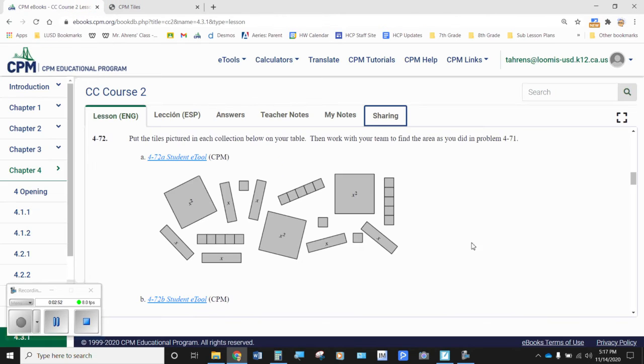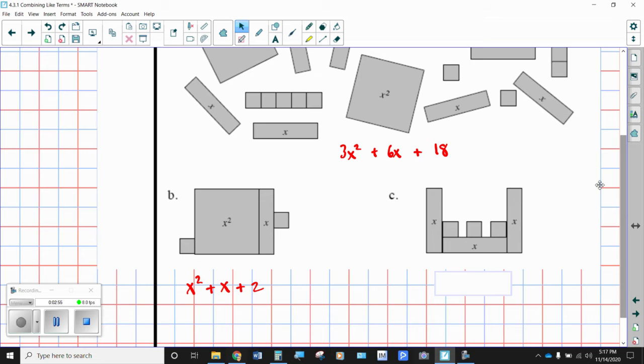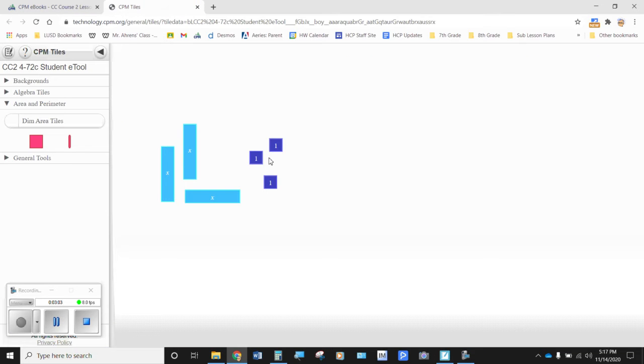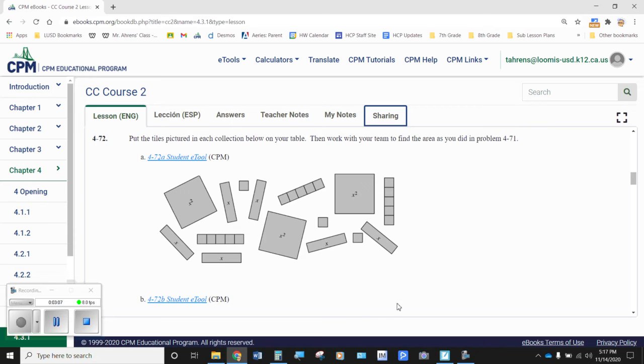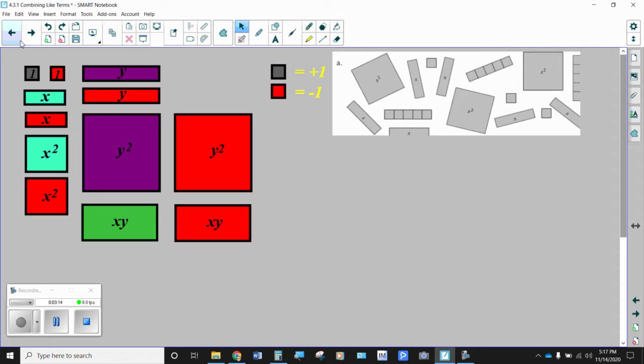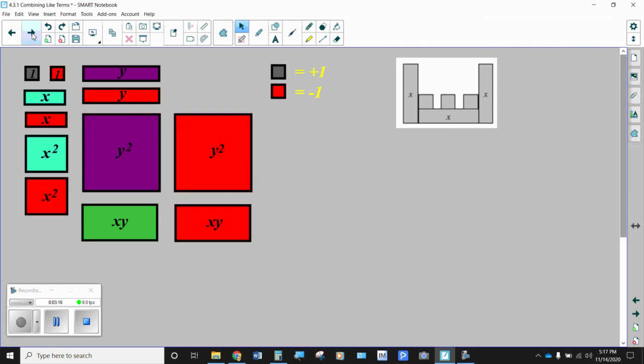Oh, there's the answer for that one, sorry. And then this one, you got a total of 3 x's and 3 ones. You get the idea, right? So 3 x's and 3 ones, put them all together. That is your simplified expression. So this process that we're using there is what we refer to as combining like terms. And I just did it with the online tool, so I don't have to do it again here.